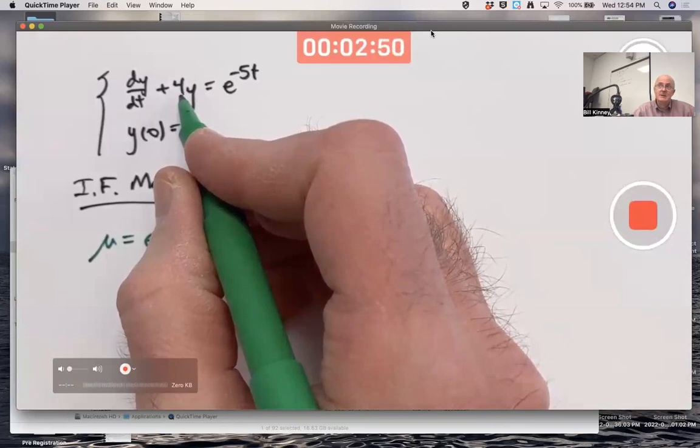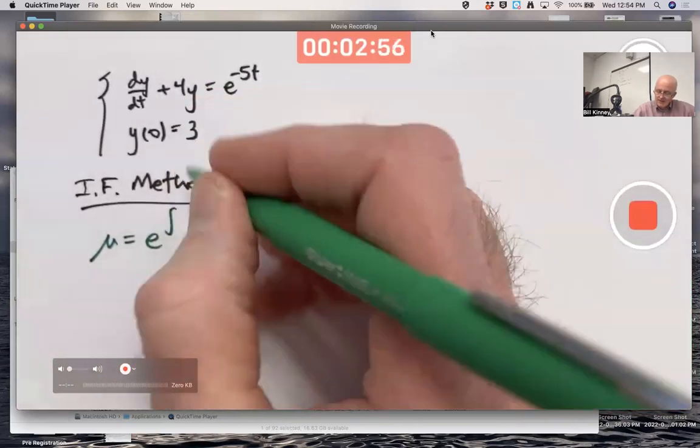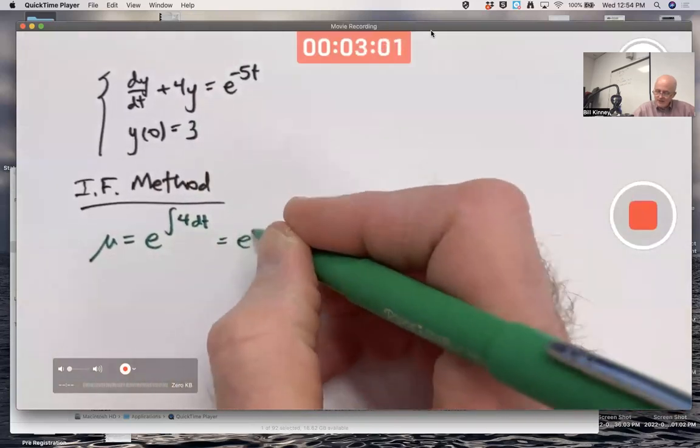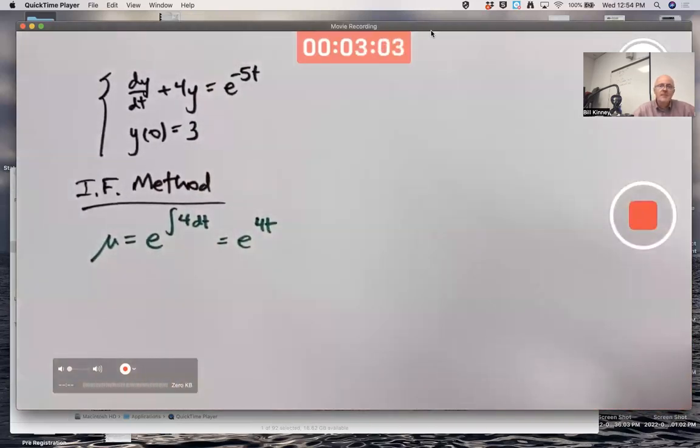and that's an example of something that you should look up and practice before the final exam, including the case where it's not a constant. But in this case, it's a constant, just 4. So our integrating factor ends up being e to the 4t.